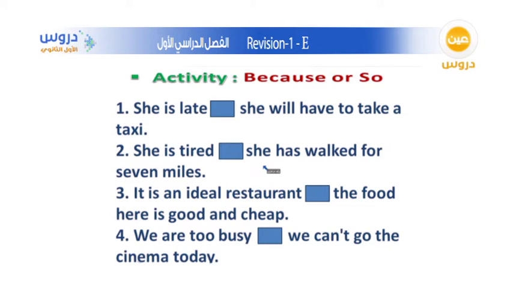All right, so we've got here the first one. She is late. So, as Miss Dahlia said, so she will have to take a taxi. Number two, she is tired because she has walked for 7 miles. Now, let me just give you this key to help you differentiate and know how to use because. If you have this first sentence here, all right, she is tired. Ask yourself, is she tired?